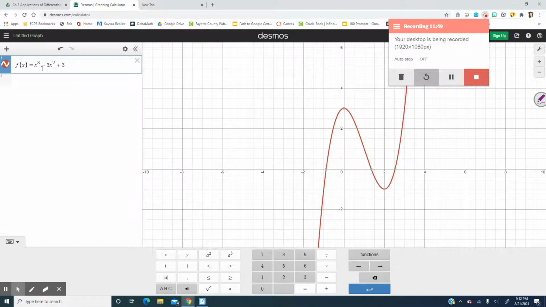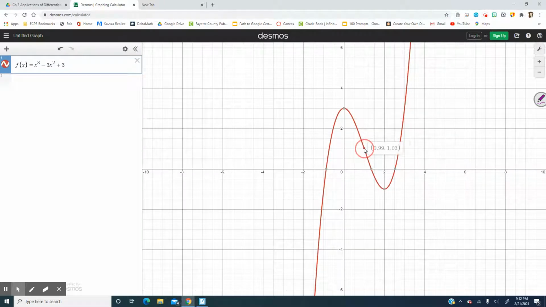Okay, so here is the graph of f. This is the original function. We found that there was an inflection point at x equals 1, so right here, this is the inflection point. Right at x equals 1 is where this graph changes from being concave down to concave up.